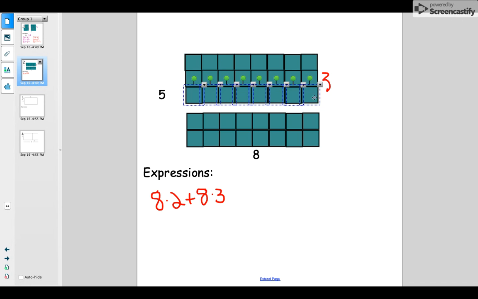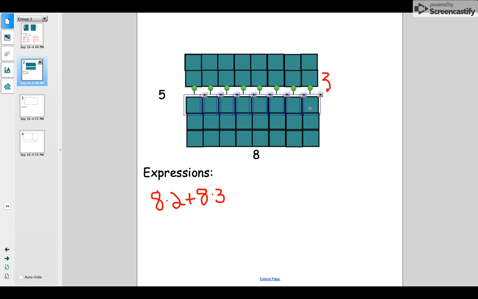I could also do the same thing by moving down another row. Here, I would have 8 times 3 and 8 times 2. So if you look, it would be the same expression. If I wanted to put that in factored form, try and do that on your own quickly. Think about what it would be.